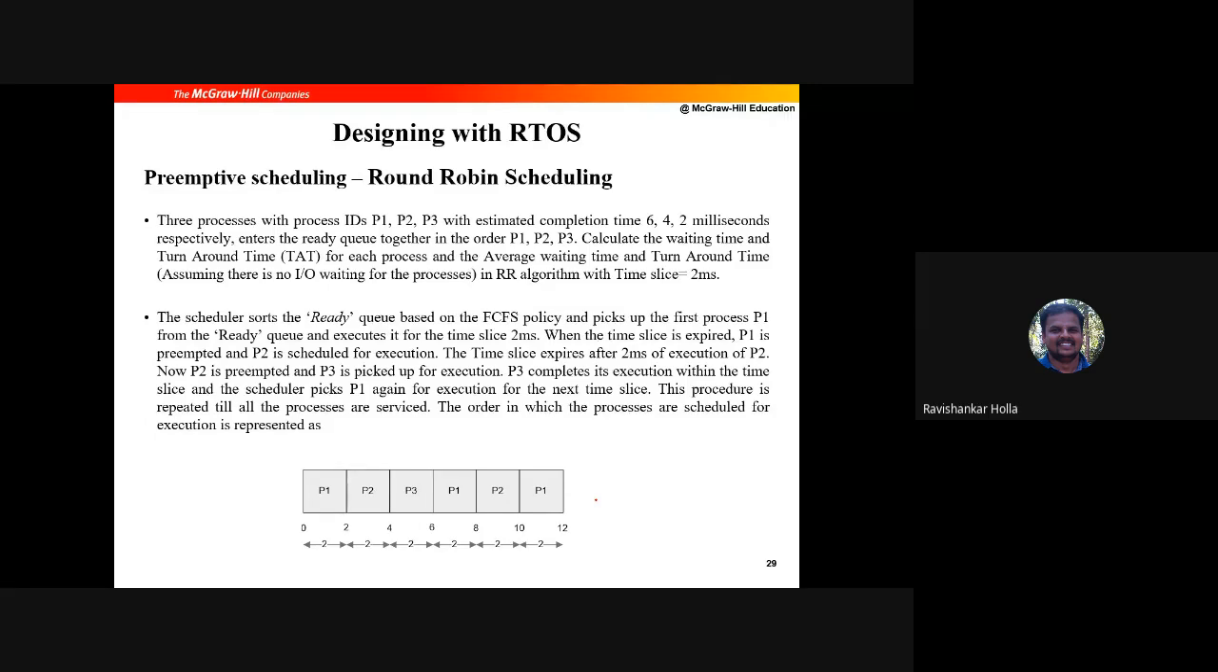After P3, the scheduler picks P1 again. So P1 will be executed for 2 more milliseconds, and then P2. So this goes on until the execution of all the processes is completed. This round robin picking up of the tasks will go on. So calculate the average time.